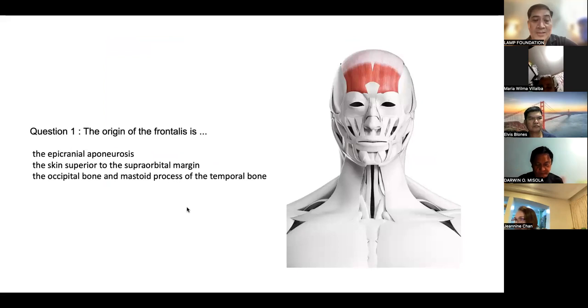Origin of the frontalis. The skin superior to the supraorbital margin. Can you tell us the difference between origin and insertion? Okay, next time.